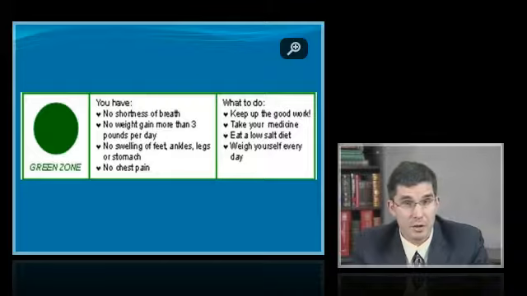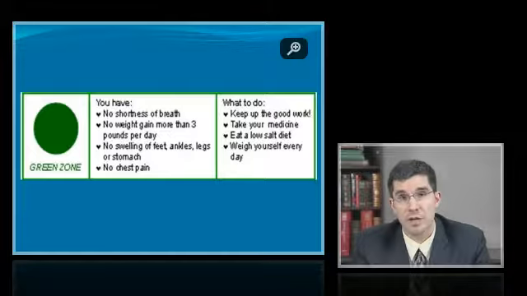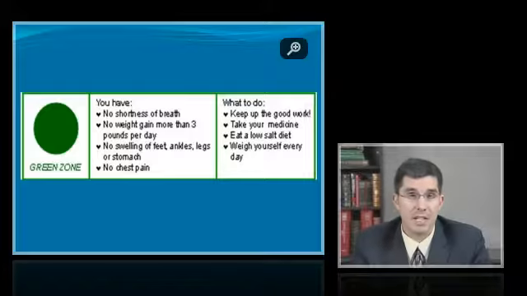So Mr. P is definitely in the green zone. He feels great and he's doing very well. Something that might be a little bit confusing is the fact that he's gained weight. But there's a key piece of the history there.